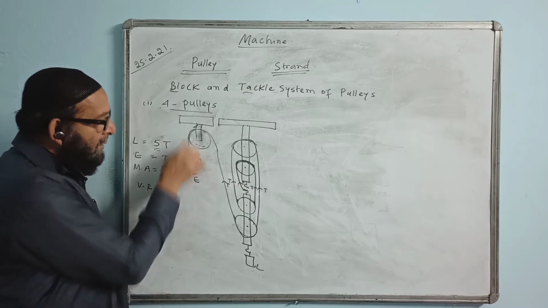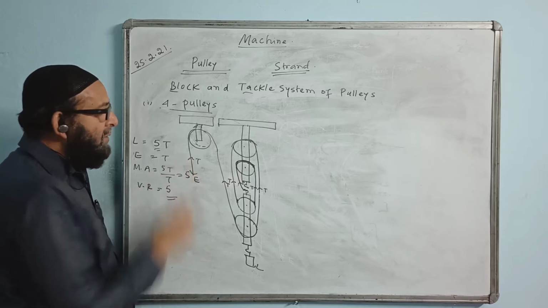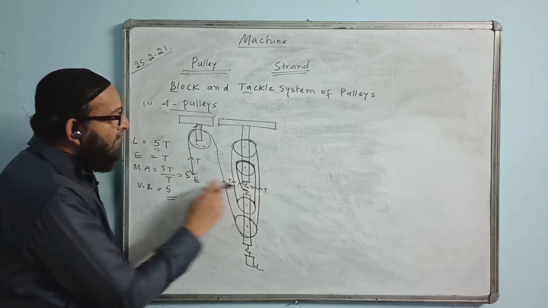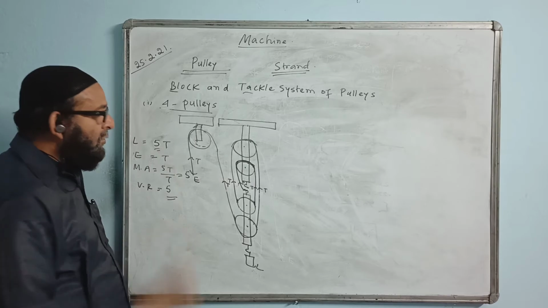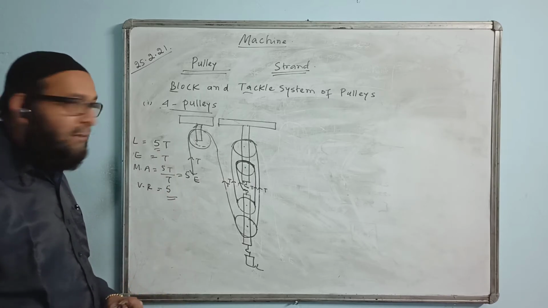Now the effort in the downward direction will not be lifting the load directly, but through these tensions. Like 1, 2, 3, 4, 5. This thing will not change. Only the direction now becomes convenient, which is the downward direction. Understood?